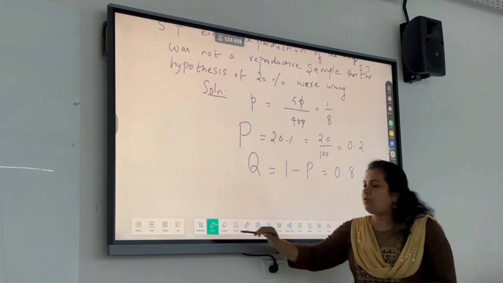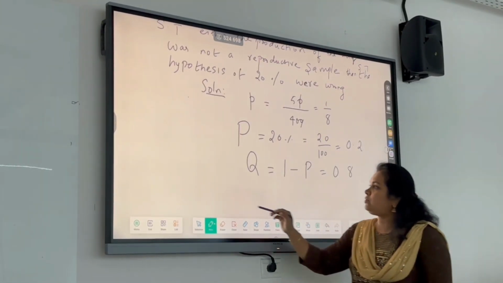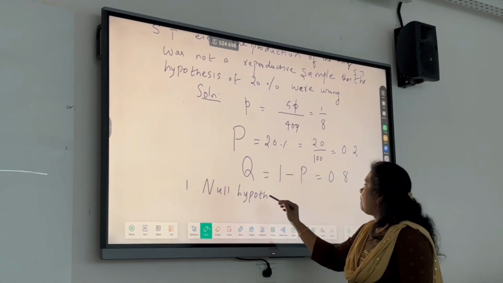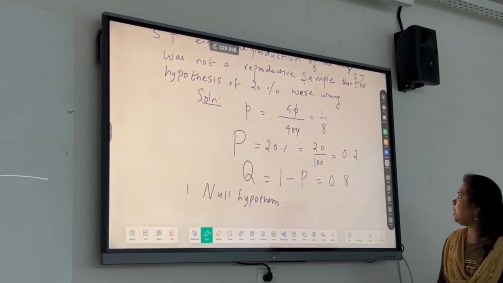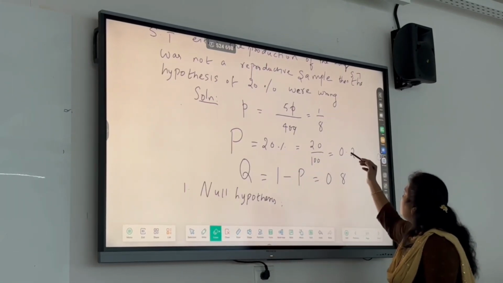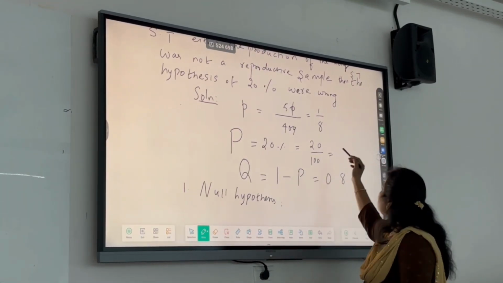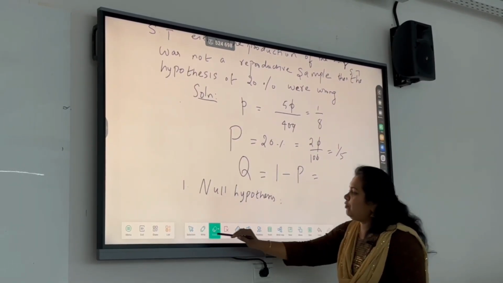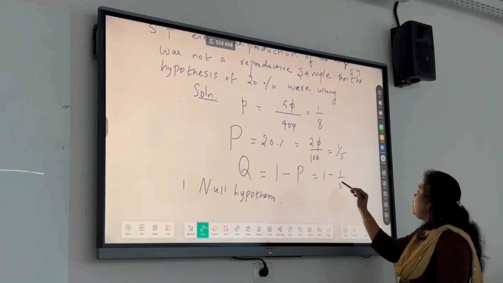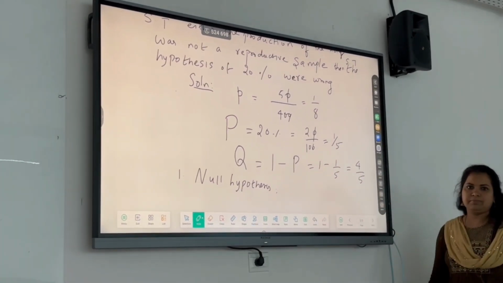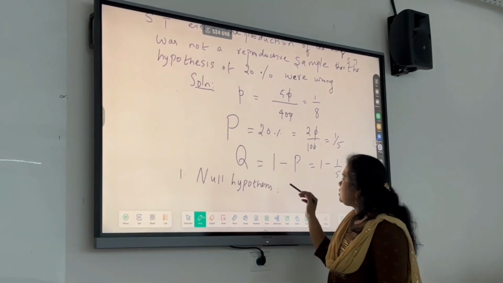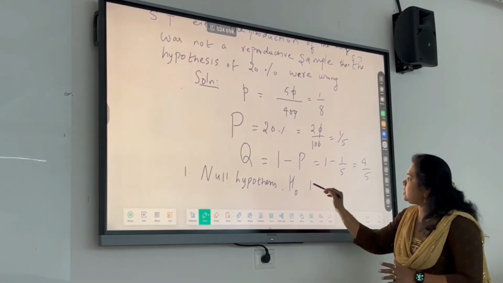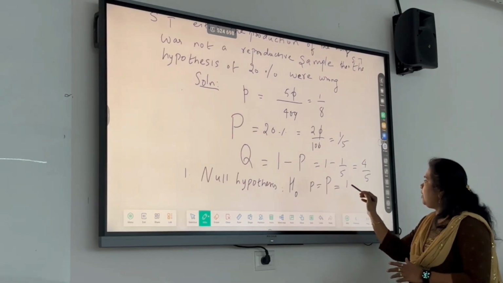Now we'll go procedure-wise. After knowing all the values, the first step is the null hypothesis. The value of P is 1 by 5. We will take it as a fraction, which is 1 by 5, before going for the decimal. Then Q will be 1 minus 1 by 5, which is 4 by 5. So now the null hypothesis is H naught: the population proportion small p equals capital P equals 1 by 5.